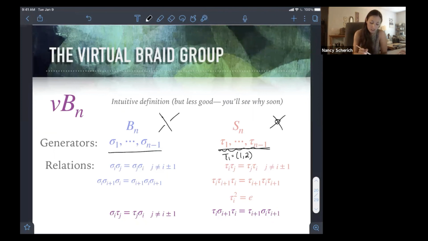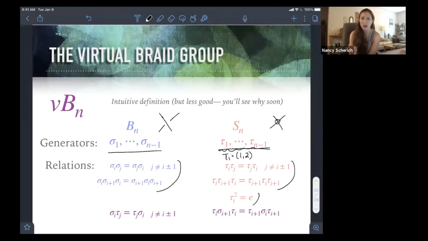Okay, what are the relations? Well, you take all of the relations for the braid group. Then you take exactly those same relations, but in the taus instead, and with the extra condition that tau i squared is the identity, because transpositions have order 2. And then that is a presentation. If you just look at the pink guys, that's a presentation for the symmetric group.